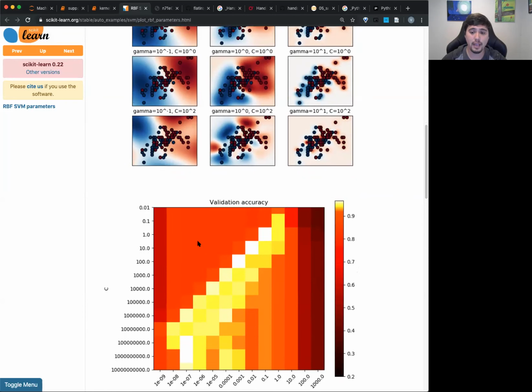Okay, so this is an interesting way for them to represent it, and you can see there tends to be a bit of a hot spot, like, oh, this is where you should be. But note that in this case it also does a pretty decent job, at least on the validation set, if you have a high C but a low gamma.